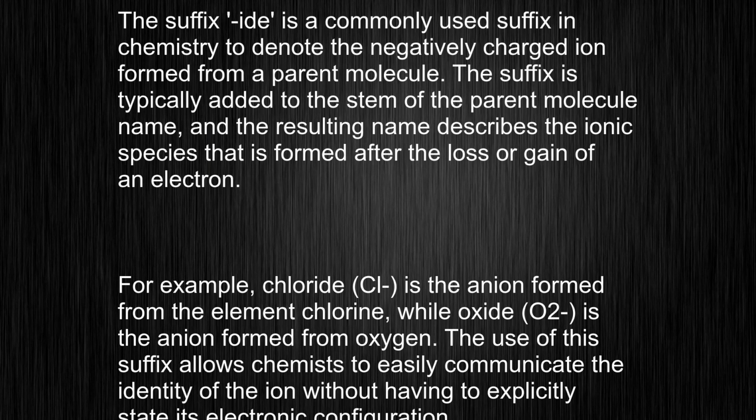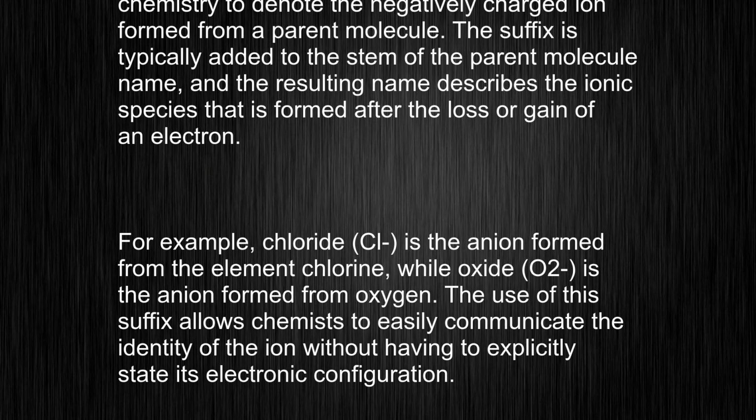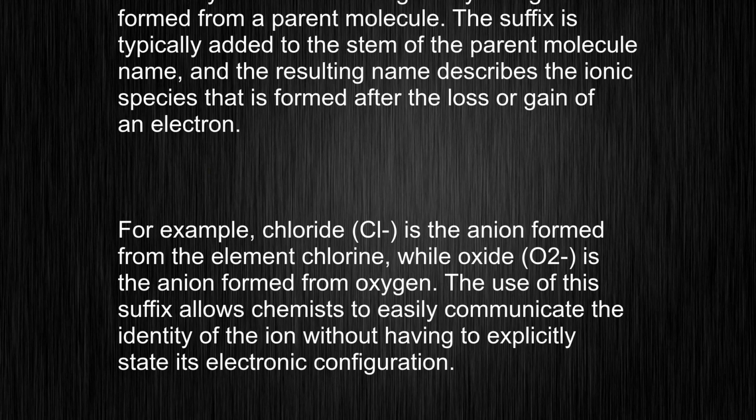For example, chloride, Cl⁻, is the anion formed from the element chlorine, while oxide, O²⁻, is the anion formed from oxygen. The use of this suffix allows chemists to easily communicate the identity of the ion without having to explicitly state its electronic configuration.